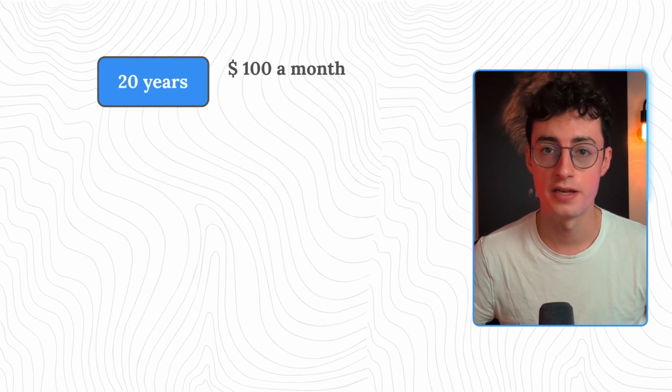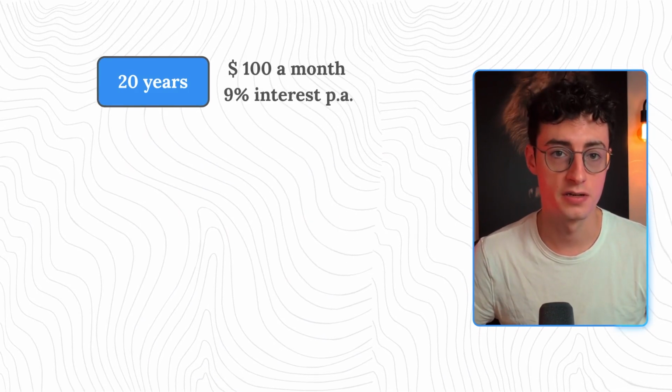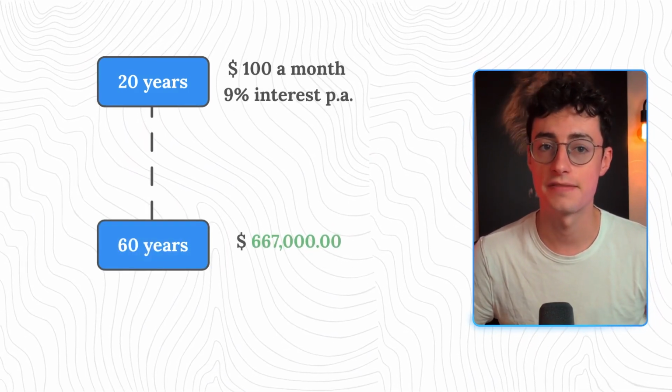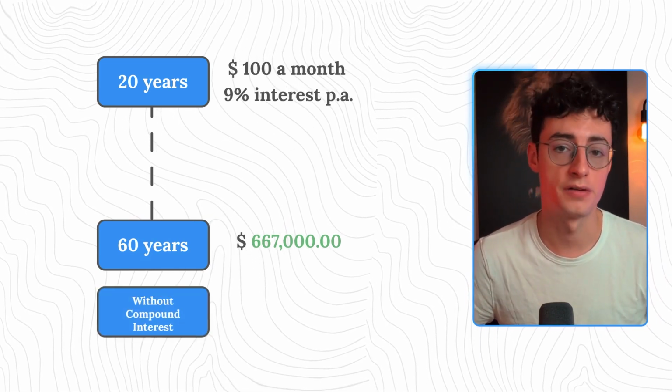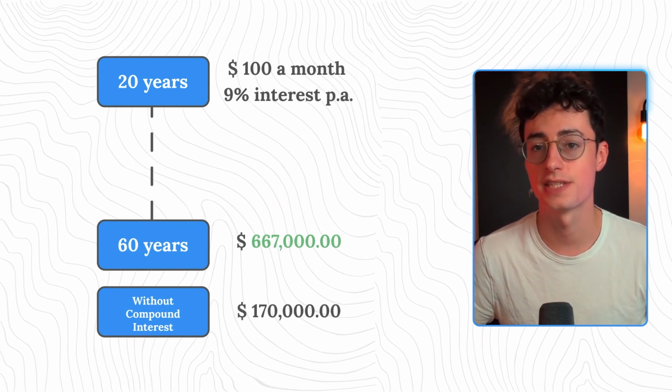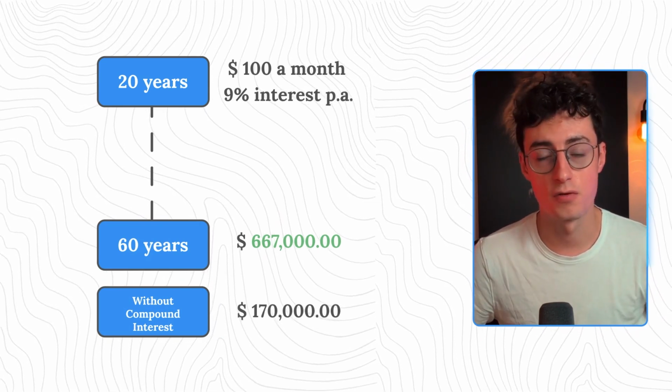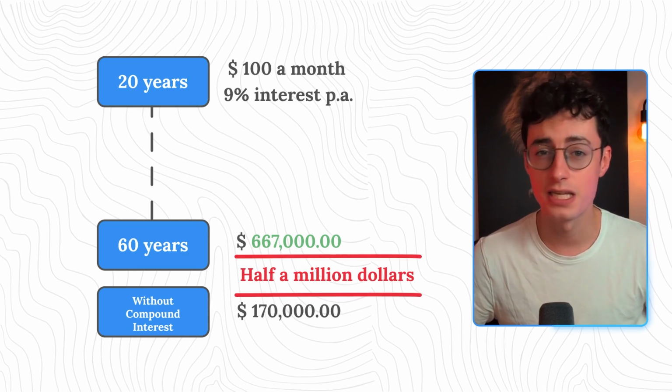Compound interest depends heavily on the factors of time and invested capital. For example, if you started saving $100 every month at age 20 and managed to achieve a 9% return, you'd have $667,000 at retirement age. Had you invested this money without compound interest, you'd only have $170,000. Compound interest, therefore, made a difference of almost $500,000.